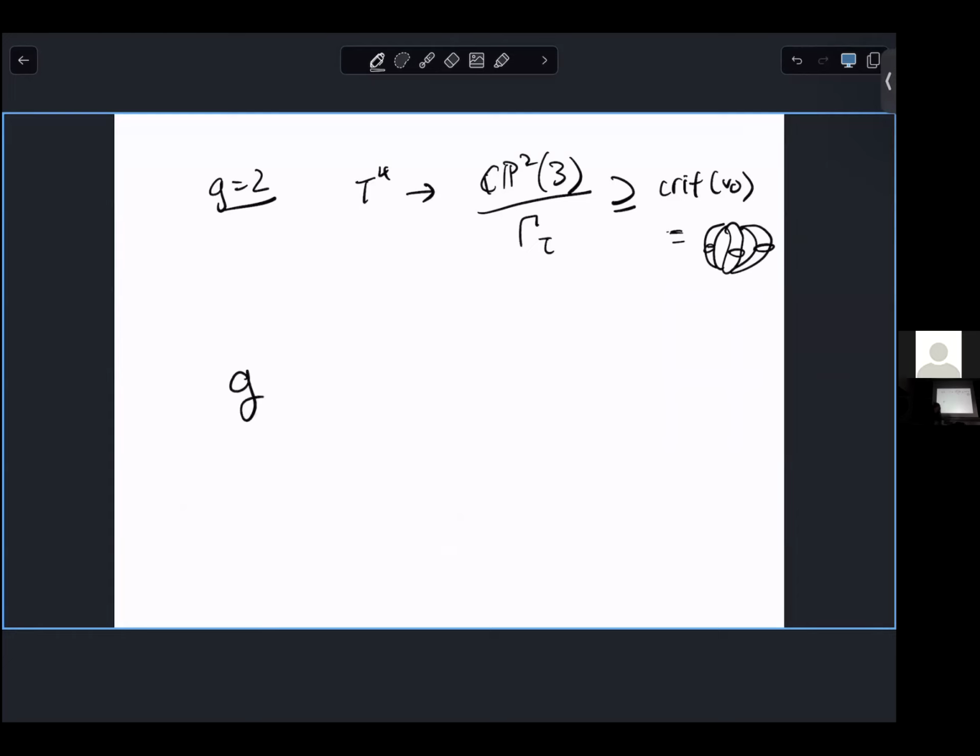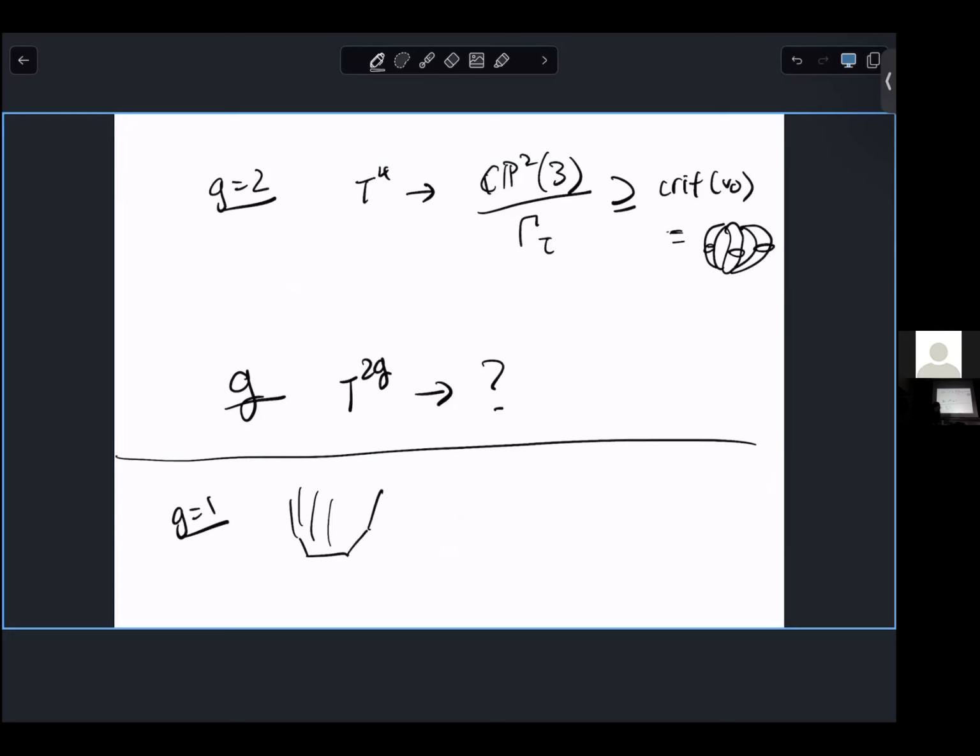So in general G, you have a T2G degenerating to, that's like an open question. I mean, you can write down the polytope. So if G is equal to 1, the polytope looks like this, modulo a lattice. And this is going to lead to a string of P1s, which is going to lead to a central fiber of this.